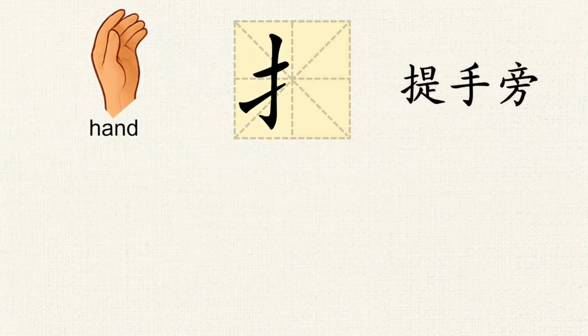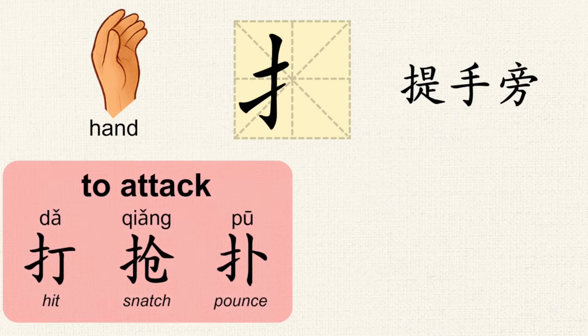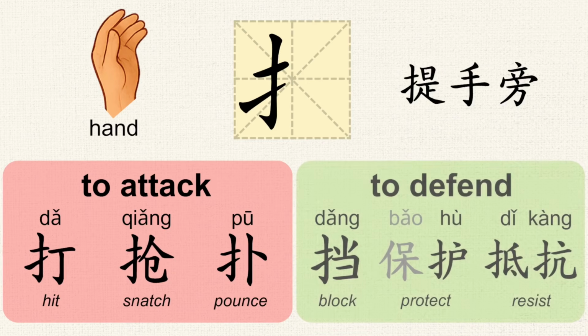Of course, not every single verb with ti shou peng fits neatly into one of these categories, but there are just 2 more that I would like to outline. One is using our hands offensively. Da means to hit. Qiang means to snatch or grab by force. Pu means to pounce or rush onto someone. And the other one is using them defensively. Dang means to block. Bao hu to protect, and di kang to resist or fight back.